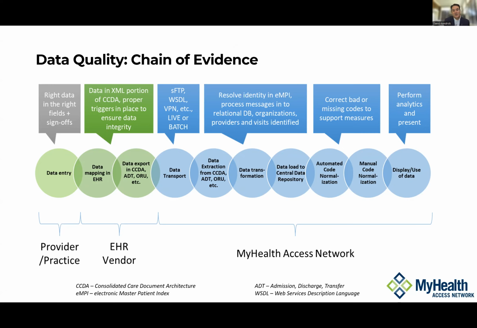And so this chart just shows our chain of evidence, beginning with data entry on the left-hand side with a provider in practice, or whatever the endpoint is that's supplying the data. And then the vendor itself, the local vendor, in this case, an electronic health record system, where they map the data from those fields that the data is entered into standard document types like continuity of care documents or other HL7 message types. And then that data is transported to us, where we take over and handle all of these other steps in the process.